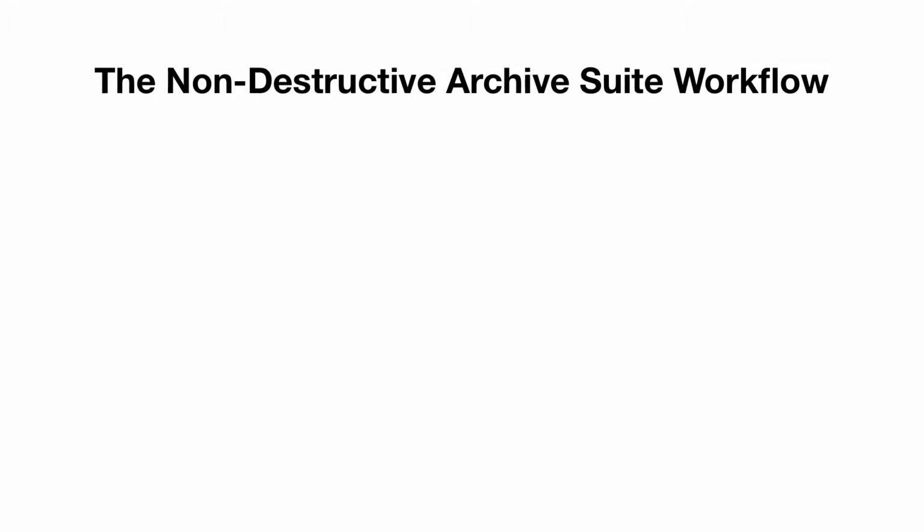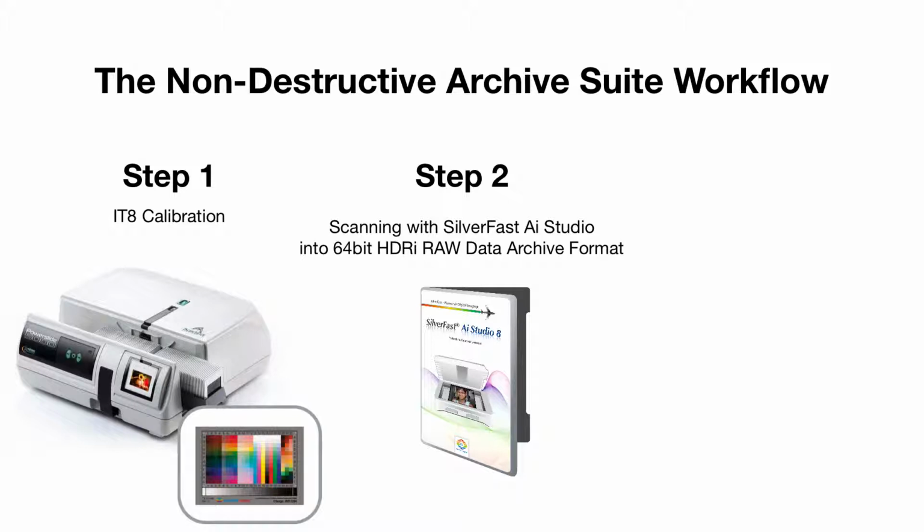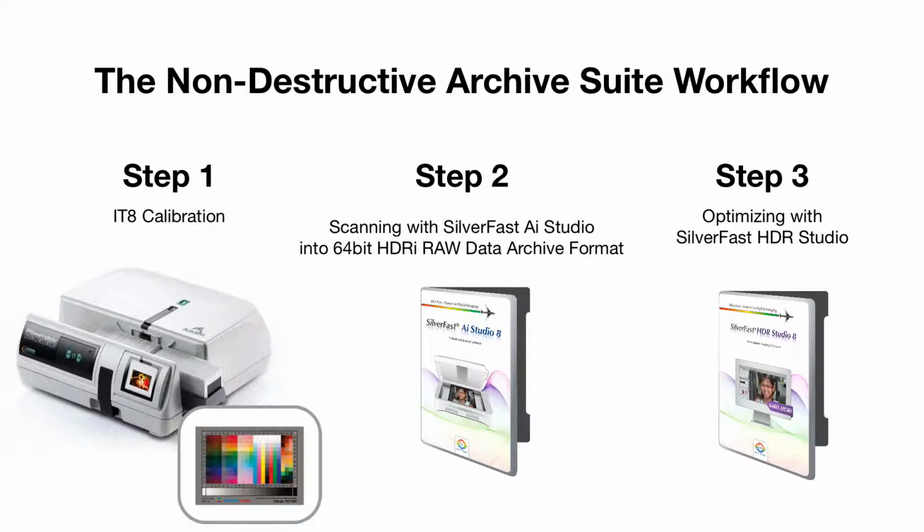The SilverFast Archive Suite workflow consists of three basic steps. First, you calibrate the scanner using an IT8 target. Then, you can scan the raw image data, including the infrared channel, into a 64-bit HDRI file. In the third step, you create the final image files in SilverFast HDR Studio. These files are optimized for their intended use during this last step.